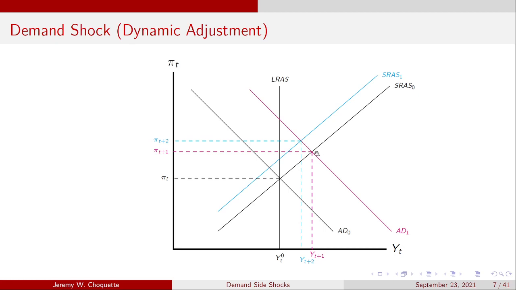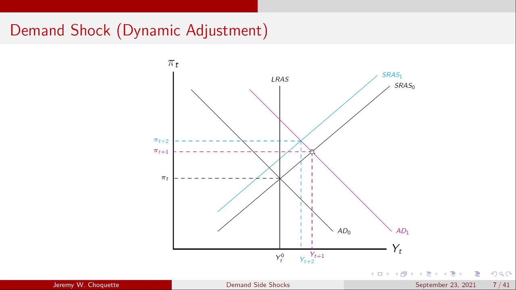Now, short run aggregate supply doesn't just immediately shift all the way back to this point right here where the mouse is. No, not really. What it's doing is it's going to slowly shift back over time and eventually converge to this long run equilibrium. So the first equilibrium after the shock would be this set of pink dotted lines here, right? Where we've got yt plus 1 and pi t plus 1.